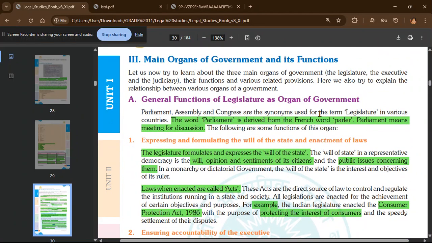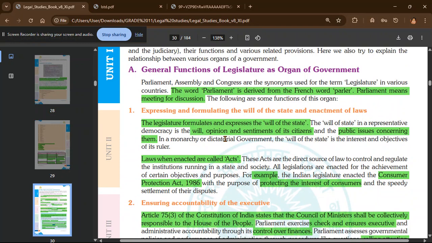Then the main organs of government and functions. First you have the general functions of the legislature as an organ. This is what I'll be covering, 4 points, and then we are done. The word parliament is derived from a French word, parler. Parliament means meeting for discussion. The first function of the legislature as an organ of government is expressing and formulating the will of the state.